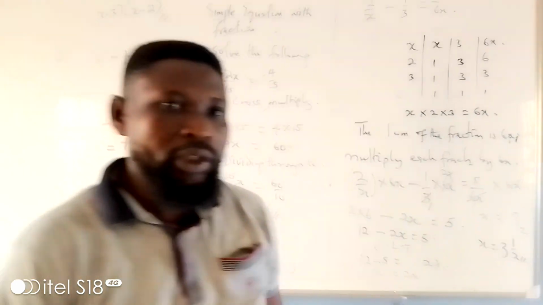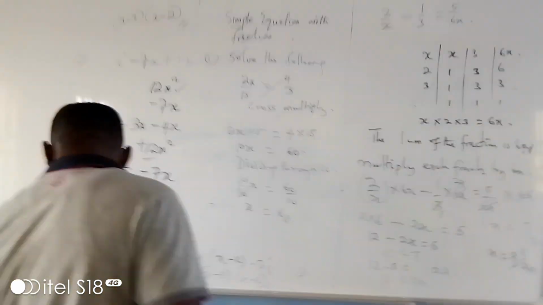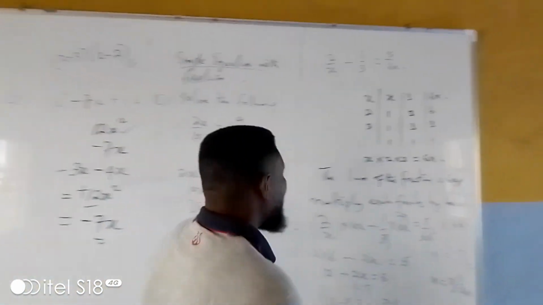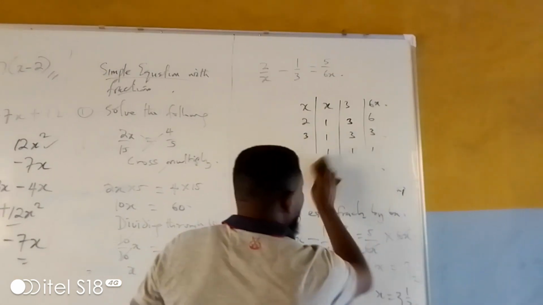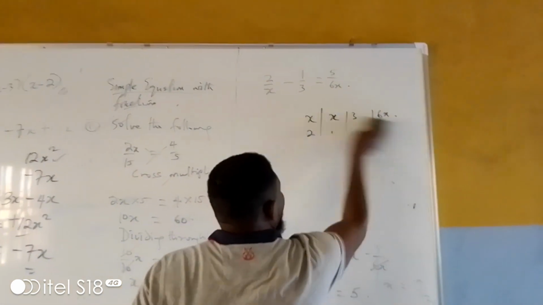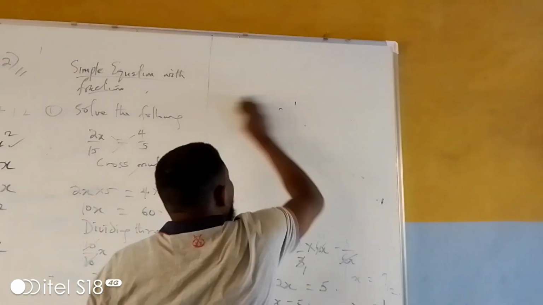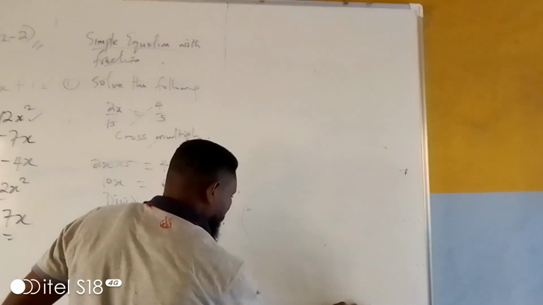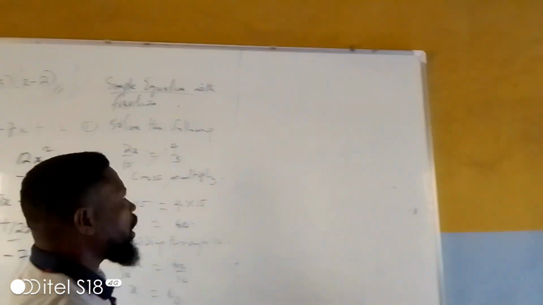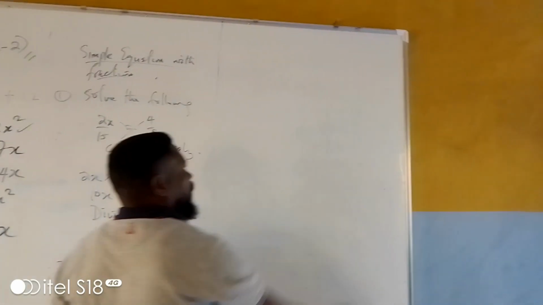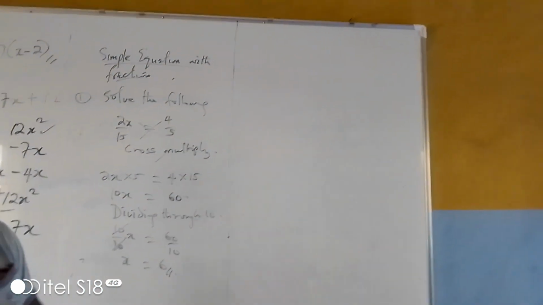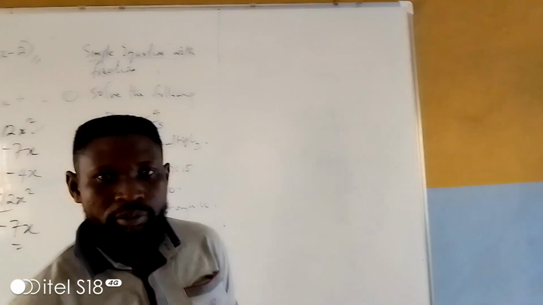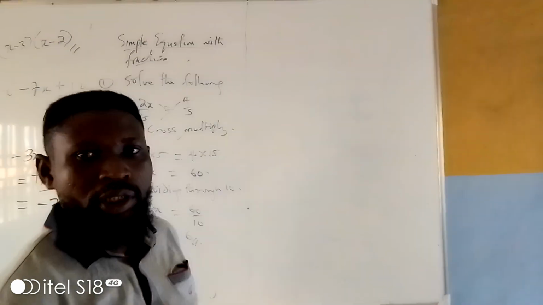Now, talking about simultaneous equation, you all know that to solve simultaneous equation involves three distinct methods. Now, what is the meaning of the word simultaneous? The word simultaneous means doing two things at the same time, solving two equations at the same time.